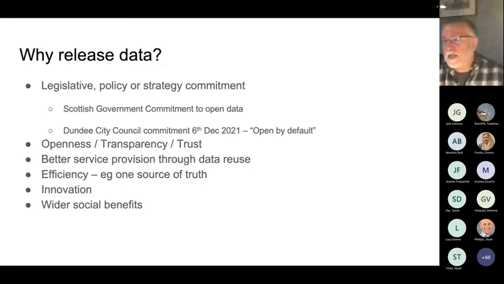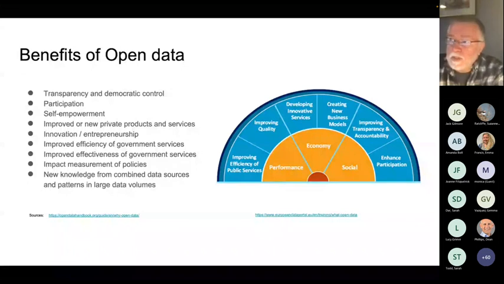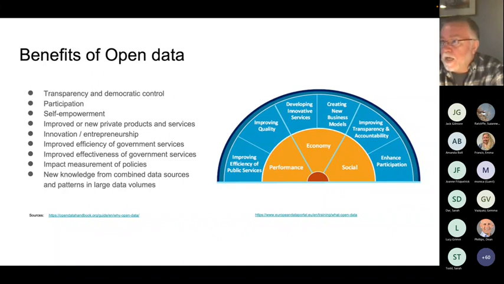But against these things, there are also some solid principles about openness and transparency and trust, you know, about better provision through data reuse and efficiencies, where you can see where one source of the truth in the data exists, and the seeds of innovation, as well as some of the wider social benefits, which I think Paola's already touched on. Those benefits of open data have been discussed at length in things like the Open Data Handbook and the European Open Data Portal, which go a bit further than those basic things.